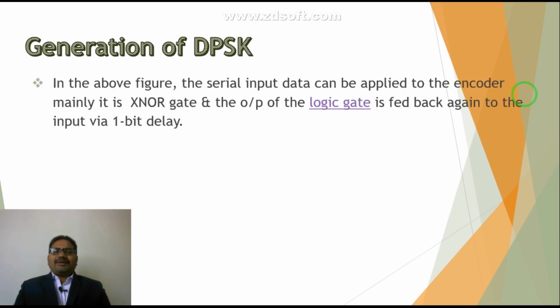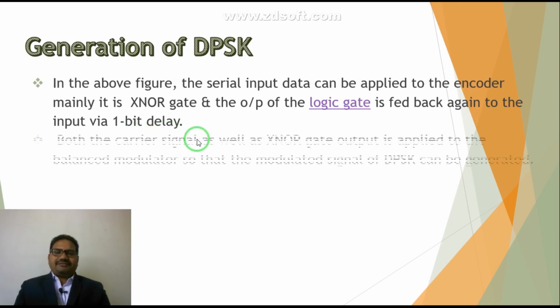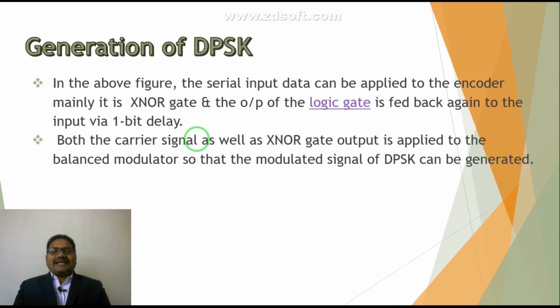Now in the previous figure we have seen that serial input data is applied to the encoder, and that encoder mainly consists of what? XNOR gate, and the output of that logic gate is fed back again to the input via a 1-bit delay circuit, as we have seen. So both the carrier signal as well as the XNOR gate output are applied to what? Balanced modulator, so that the modulated DPSK signal could be generated.